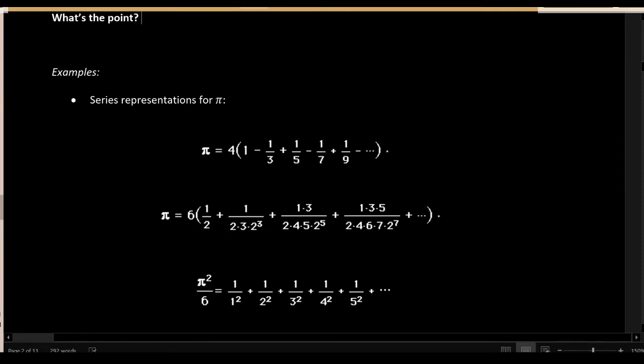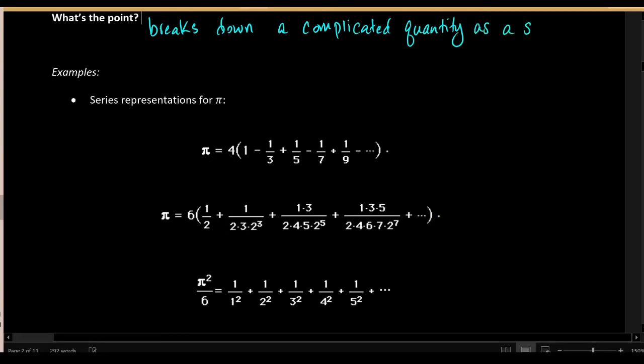So what are series used for? What is their purpose? What's their point? A series is used to take a number that is potentially complicated and difficult to work with, a number such as something containing pi or e or the square root of something, and break it down as a sum of simpler numbers. It breaks down a complicated quantity, something that might be difficult to work with, as a sum of simpler quantities.